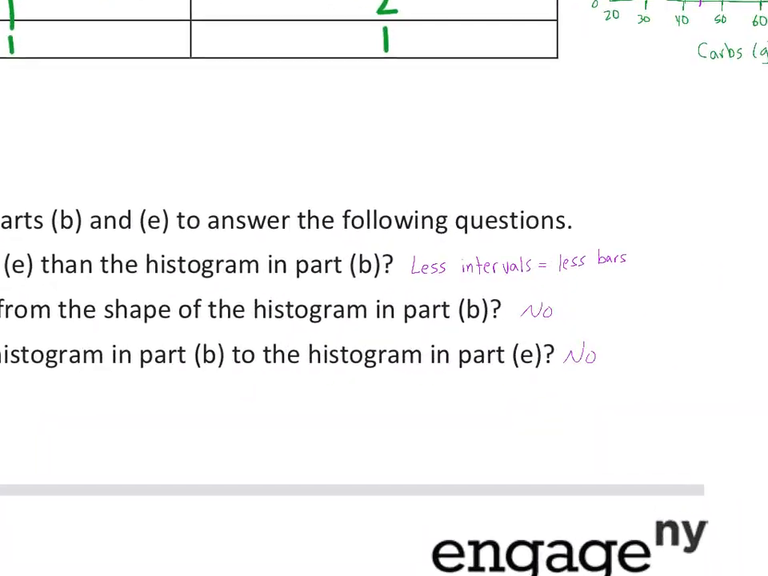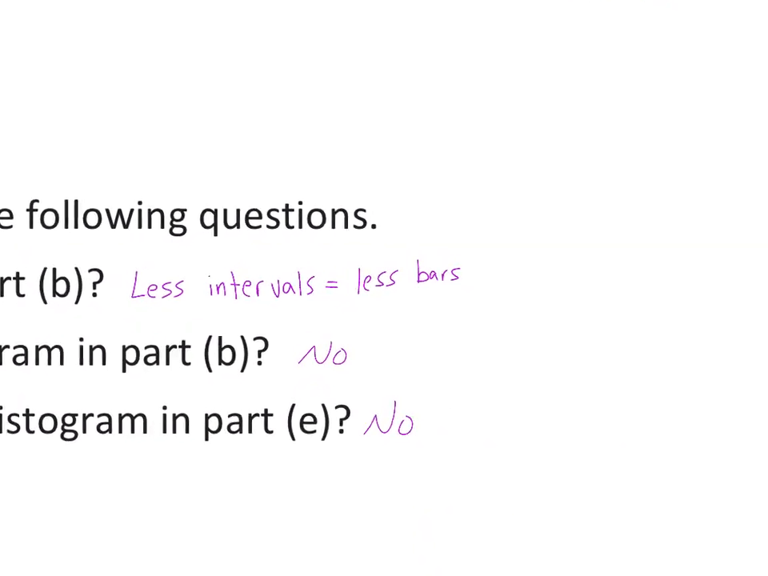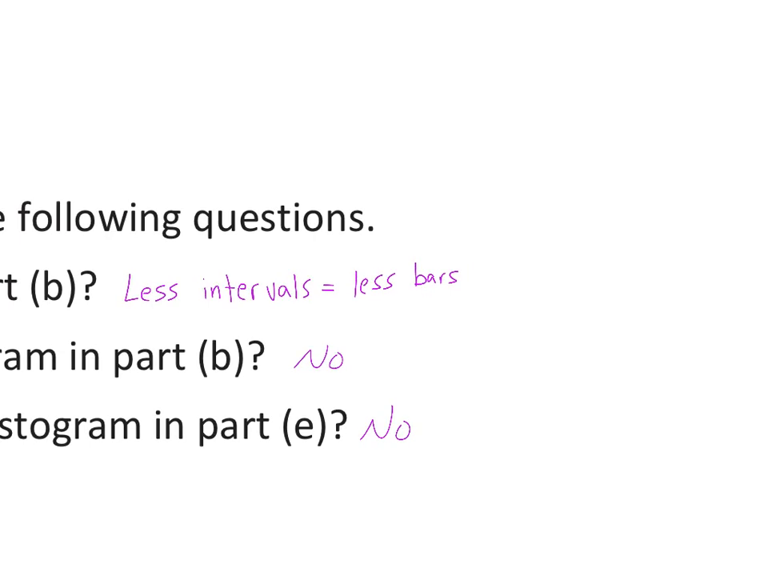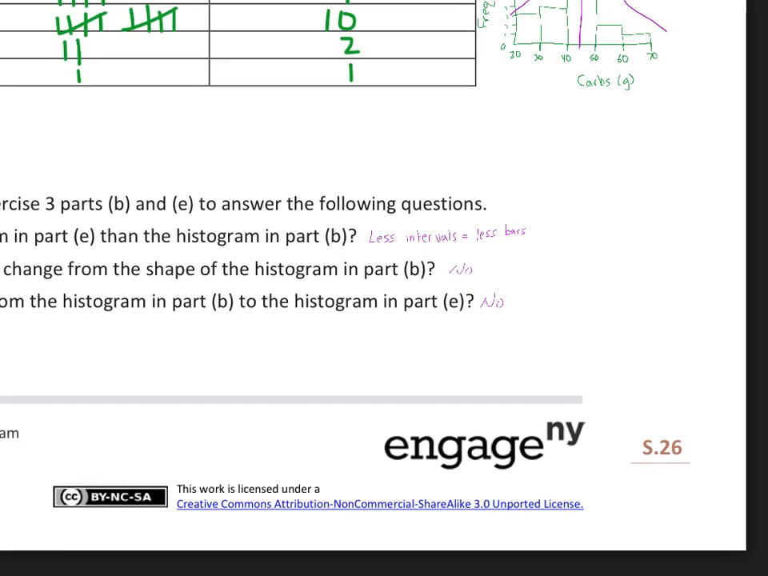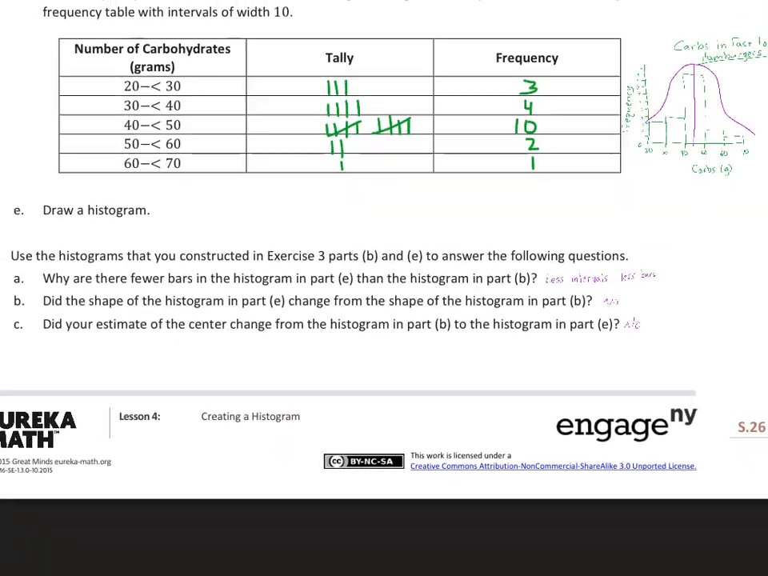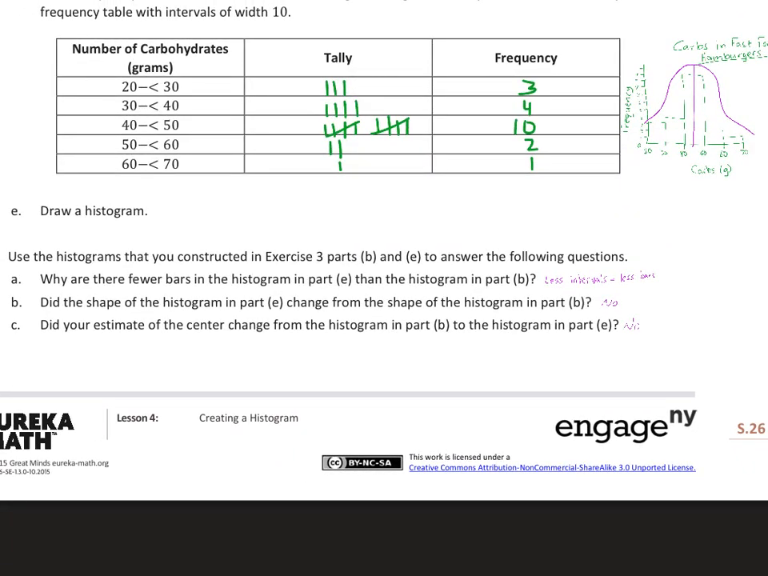So for these, the reason it has fewer bars is because it has fewer intervals. Fewer intervals means fewer bars, because we have a wider range between each interval. And no, neither the center point nor the shape really changed when we changed the intervals.